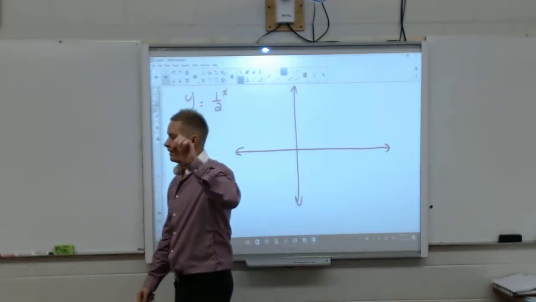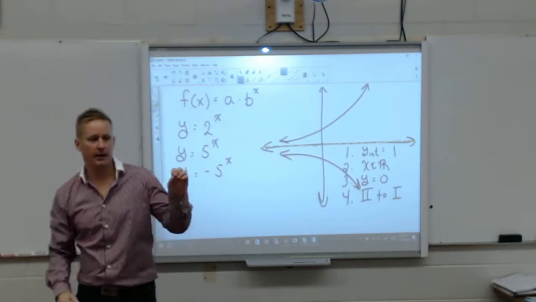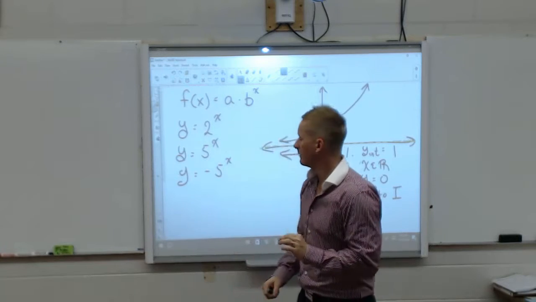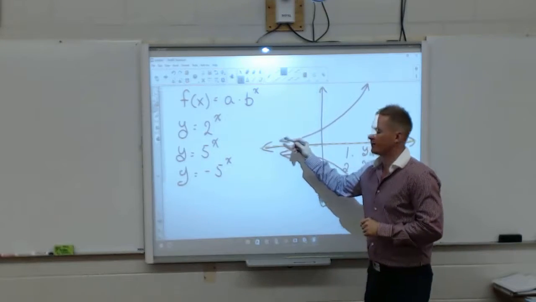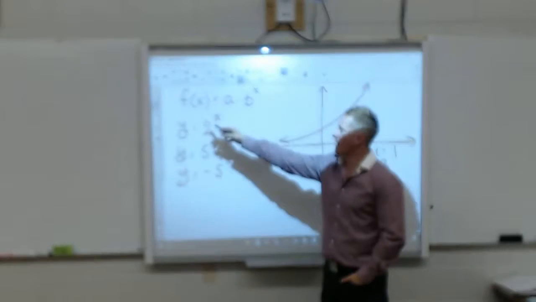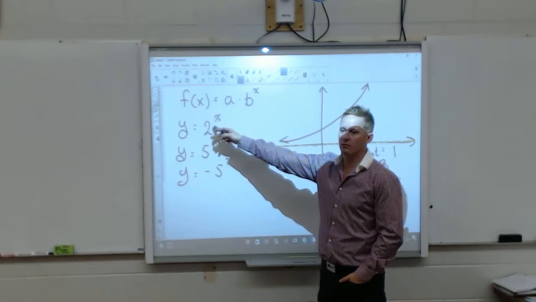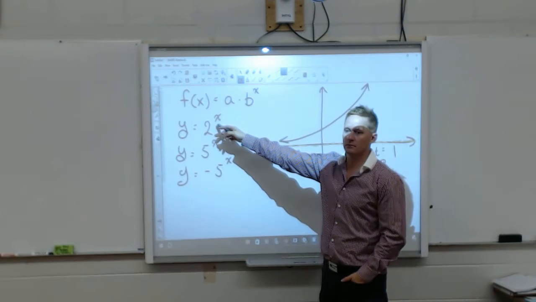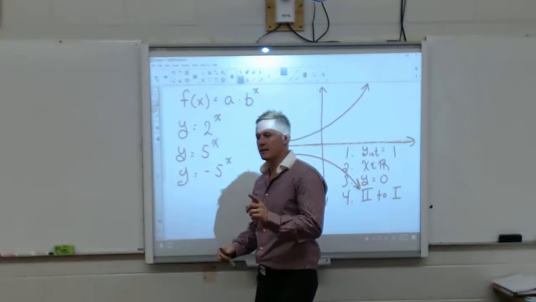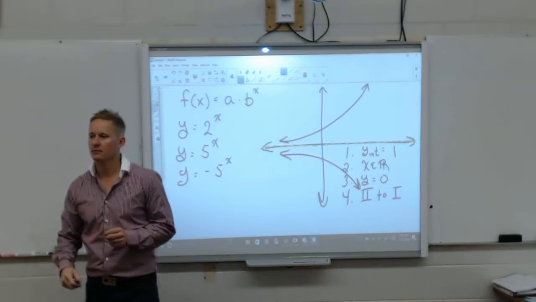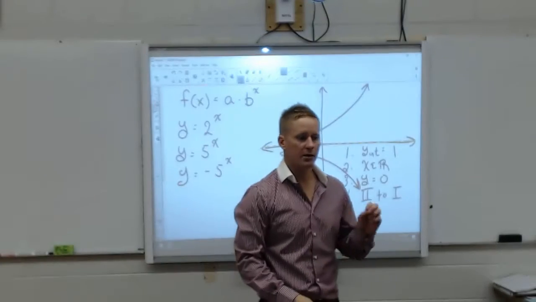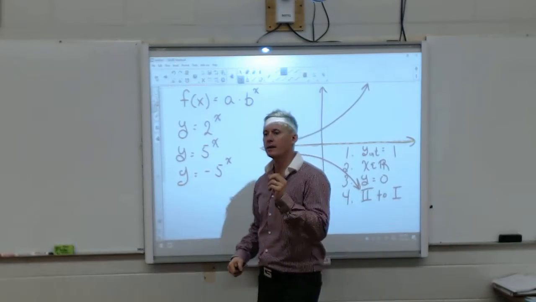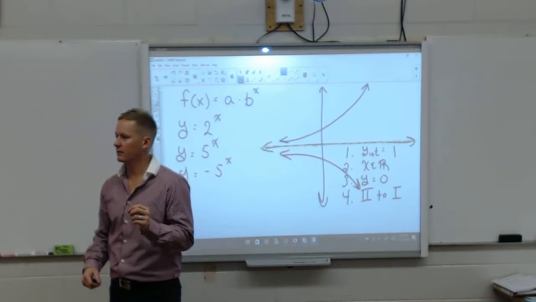When I go back here and do a table of values, don't do this yet. I want you to listen. Put your pencils down and listen. When x is equal to 0, what is y? 1. When x is equal to 1, what is y? 2. When x is equal to 2, what is y? 4. When x is equal to 3, what is y? 8.